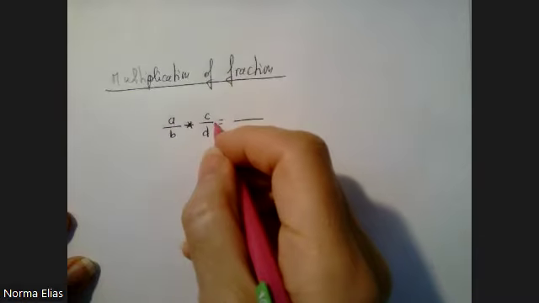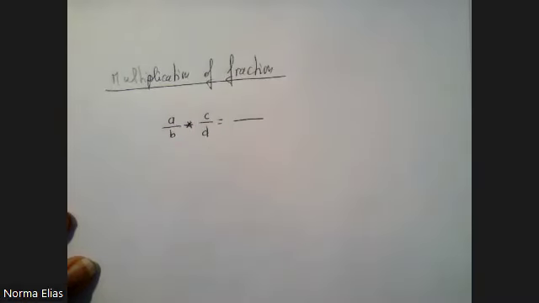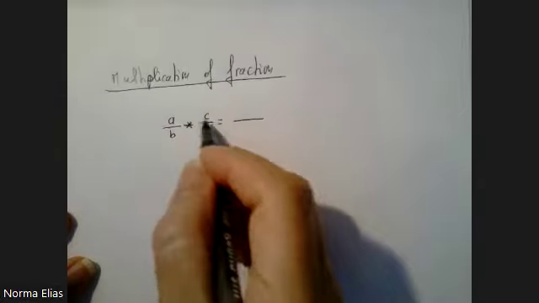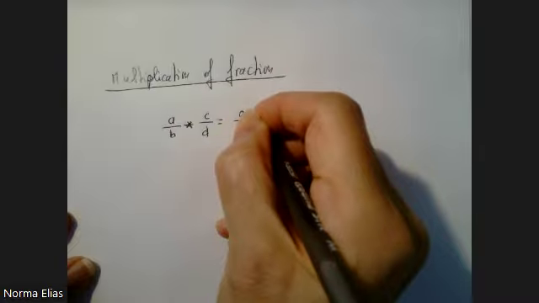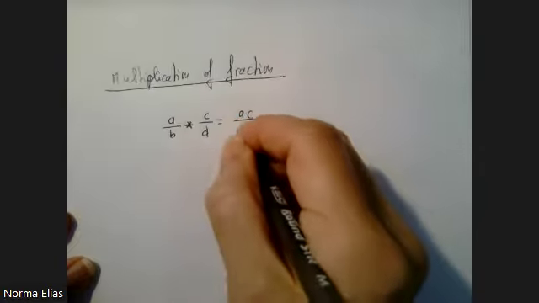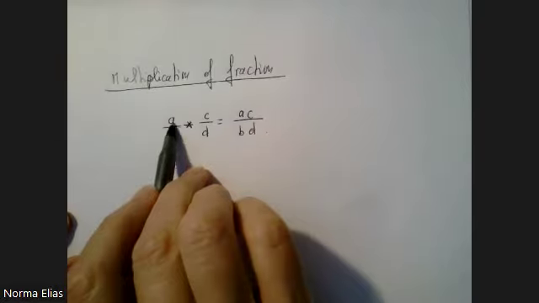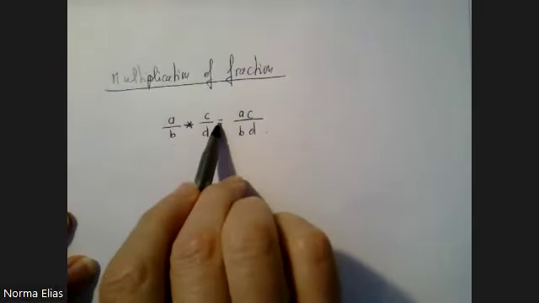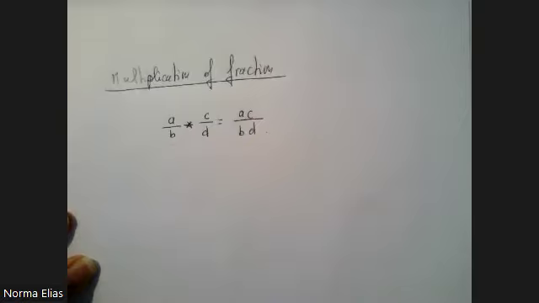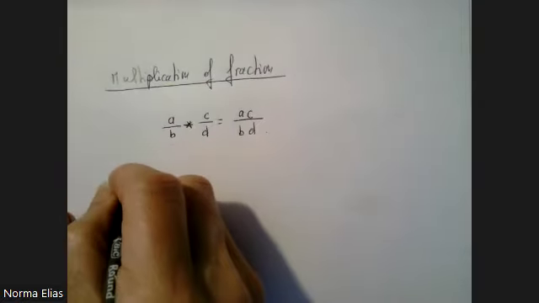Okay, we multiply across. A times c divided by b times d. You multiply across. So a over b times c over d, you multiply across. That's how we multiply fractions. So for example, quickly.